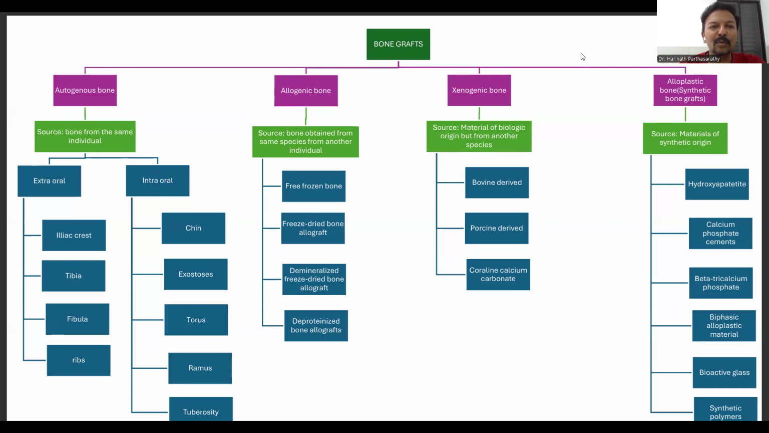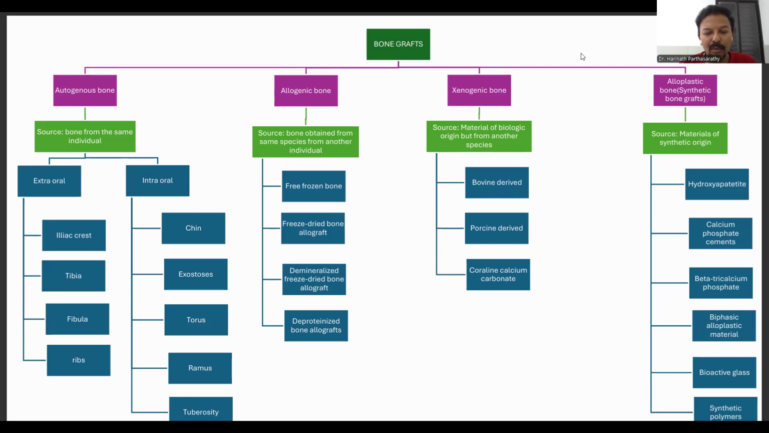So I just tried to put up a very simple single slide where we have given the various types of bone grafts available for hard tissue regeneration. I'll take you through this in a very easy way so that you will understand what bone grafts are, from which source, and where they can be effectively used.